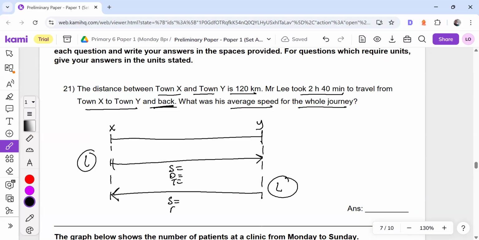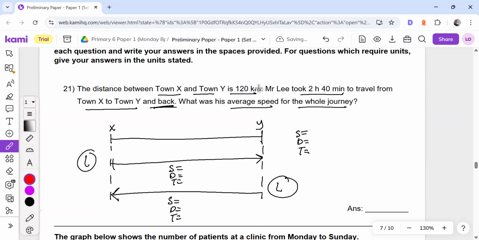Coming back, there's also another family. Miss Song calls this a family. In this family, you have speed, distance, and time. So when there are 2 parts of the journey, you have 2 families. And then there is a boss family. Remember, if one person is moving, there's a boss family.